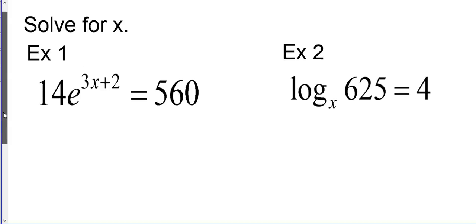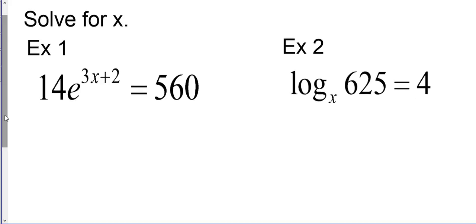What I have here is example number 1, where we're going to solve for an exponential function. First, identify what you have. In order to solve for an exponential, we are eventually going to use a log. However, we have to isolate the exponential by itself. So to do that, we're going to divide by 14 on both sides.